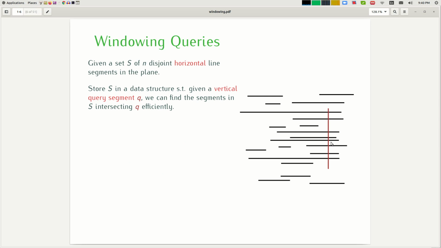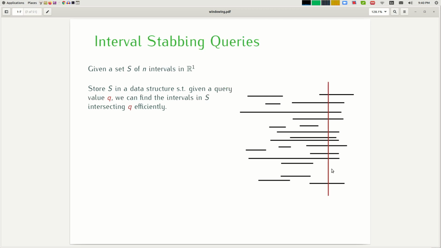Before solving this general case, let's look at an easier case when this vertical line segment is actually a line. So it goes to infinity from top and the bottom. So obviously solving this problem should be easier than solving the general case. So as a warm-up, we'll try to solve this case.